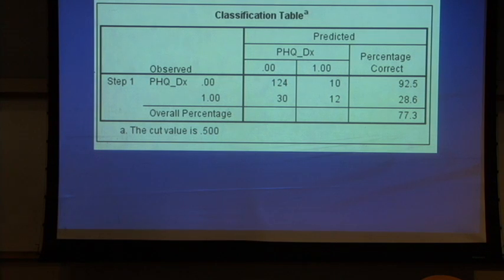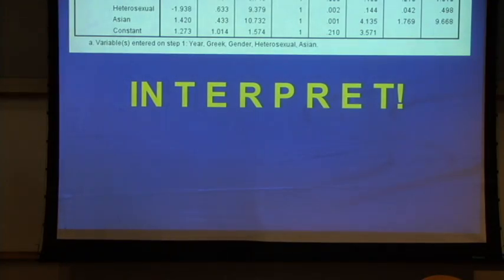Classification table, again, I don't necessarily find those things incredibly helpful. Now we get to the key part of the output. And again, yours, because of the way you did it, if you didn't have the Asian variable, it's going to be a little bit different. Hopefully it's not going to be wildly different for the other variables like gender, heterosexual, and Greek, and so forth. But let's try to interpret it here.